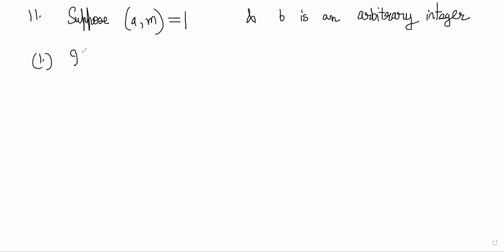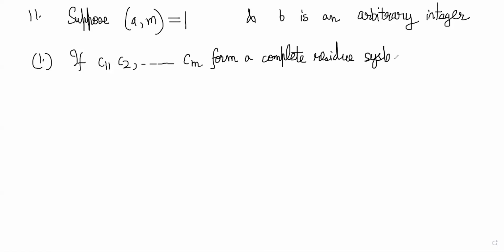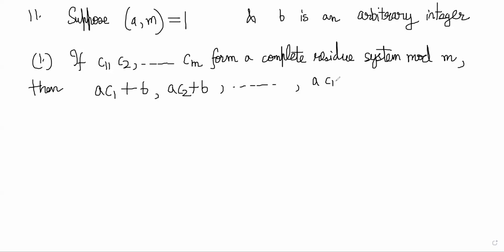First, if C1, C2 till Cm form a complete residue system mod M, then we can say that A times C1 plus B, A times C2 plus B, and so on till A times Cm plus B is also a complete residue system.